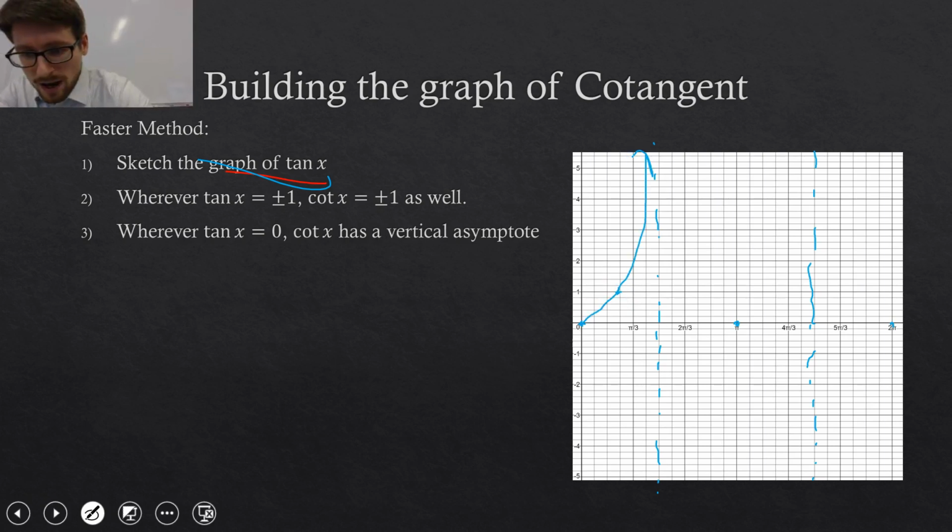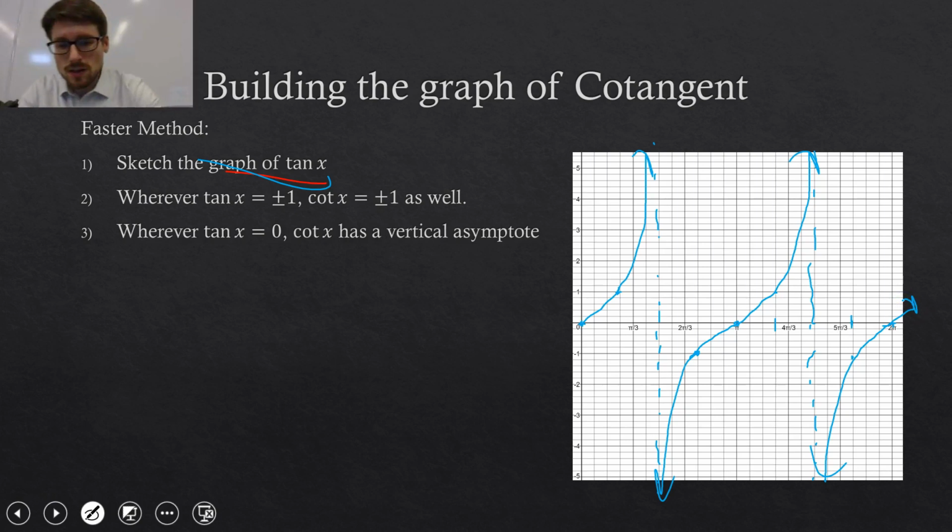At 3 pi over 4 right here, it's negative 1. It's going to go down and hit the x-axis at pi. At 5 pi over 4, it's positive 1. At 7 pi over 4, it's negative 1. So it's going to do something like this. Okay, so that's the graph of tangent, sorry, so this is tan x.